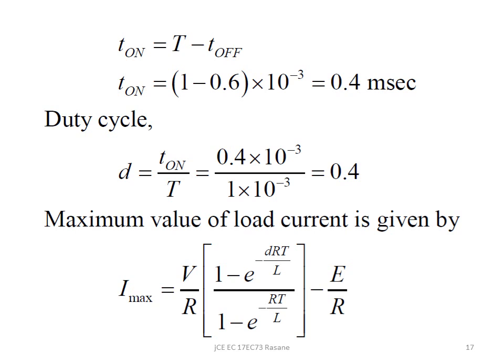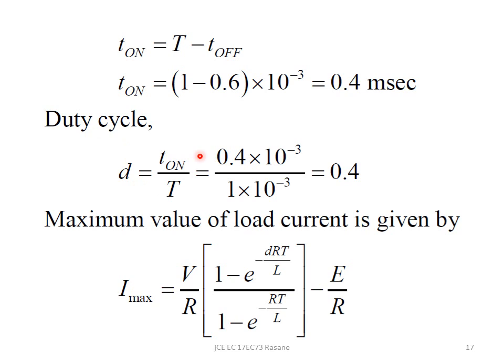Now that I know the T off value, I can evaluate T on as T minus T off. So T on is equal to 1 minus 0.6, into 10 to the power of minus 3. That comes to 0.4 milliseconds. So I know that T on is 0.4 milliseconds, and hence I can find the duty cycle.